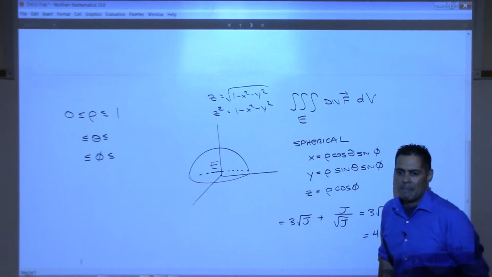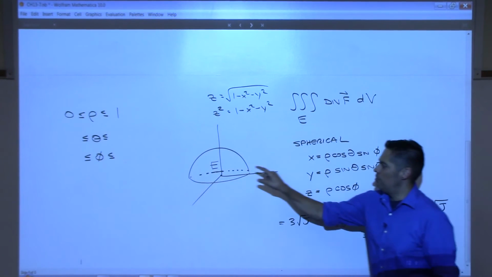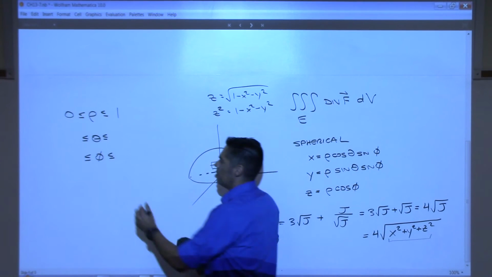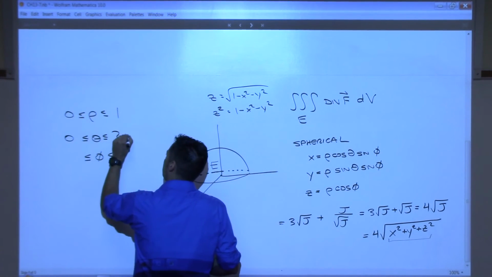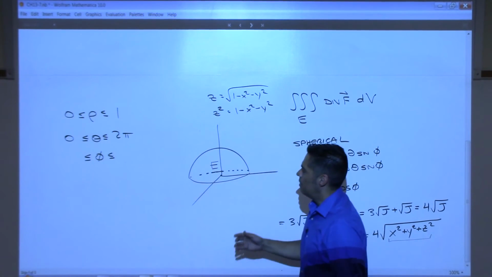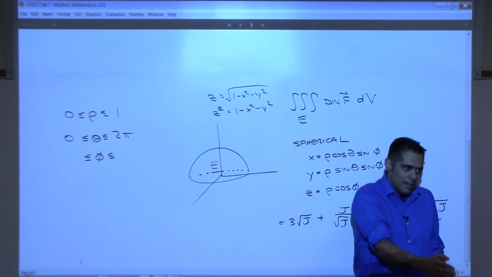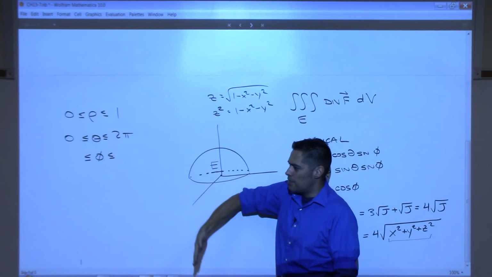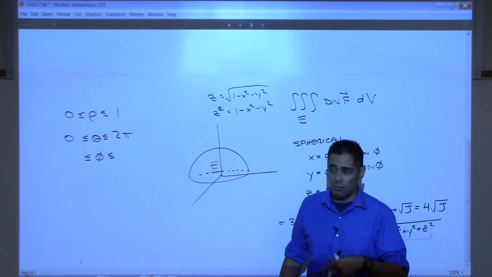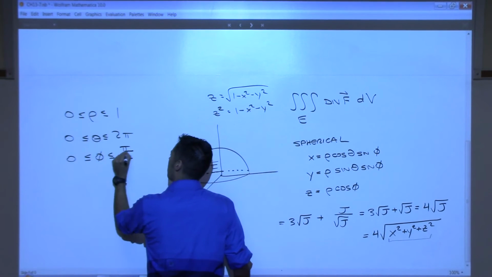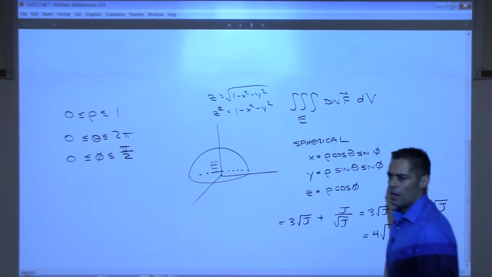Theta. Theta is the angle that swings you around like this, right? 0 to 2 pi. And phi is from the z down, right? So z down to the xy plane. I want that 0 to pi over 2. There we go. That should draw it.